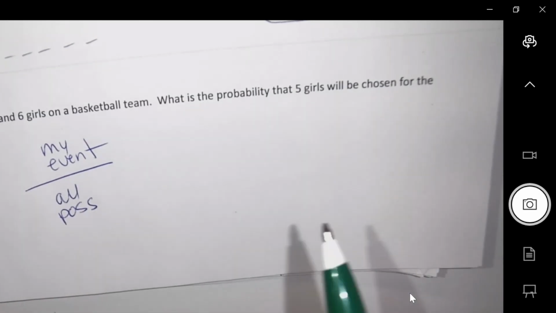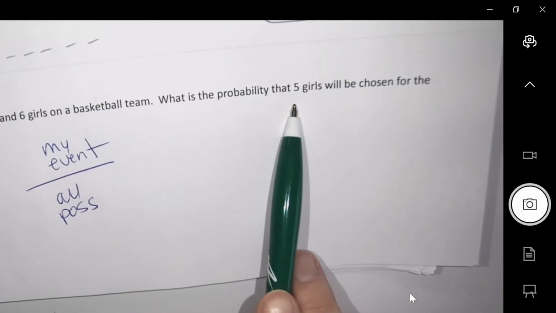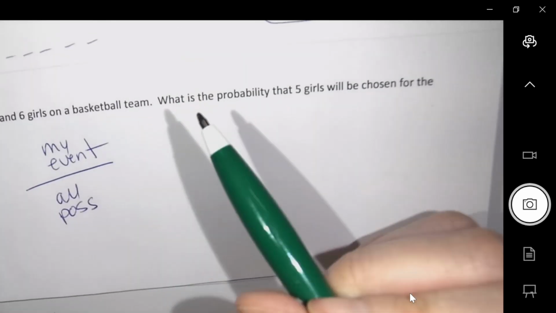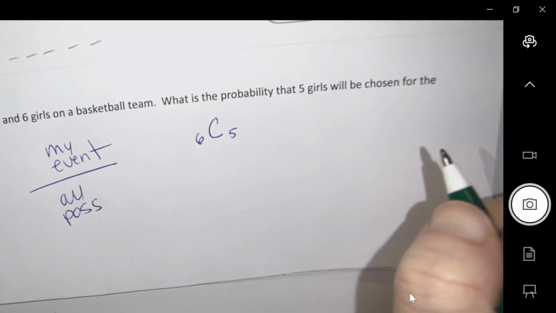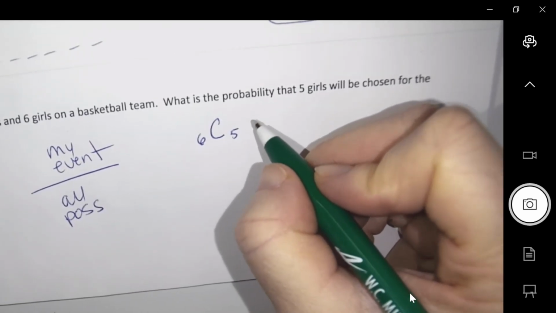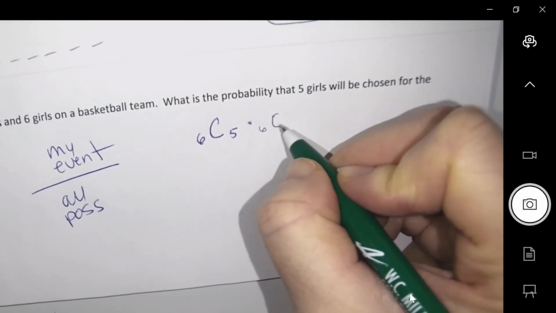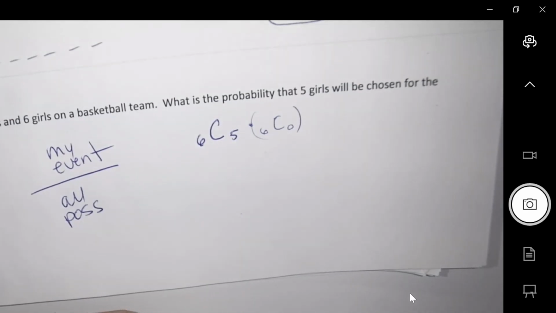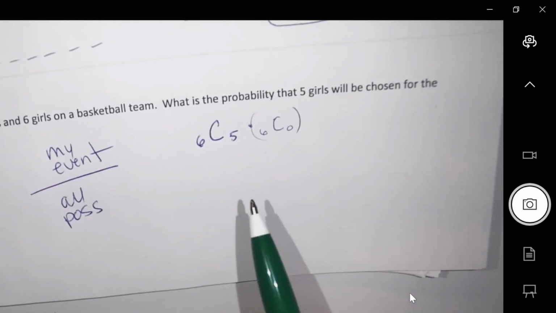This is my thinking. My event is if there were just 5 girls picked. So that would be 6 girls and I would have to choose 5. Technically you don't need this, but 6 boys and I'm picking none of them. That's also happening, but I don't need to put that in because it's irrelevant. I'm picking 5 girls and no boys. It's irrelevant. You don't need that.